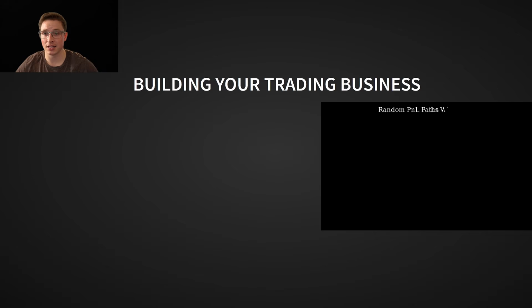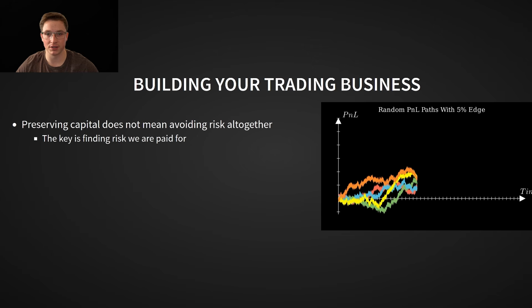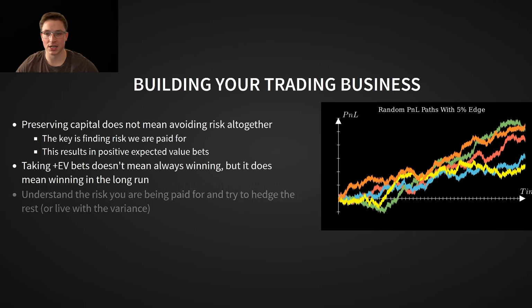So, while we can't let one trade take us out, that doesn't mean avoiding risk altogether. Growth comes from taking calculated risks with a positive expected value, just like any other smart business invests in new products, markets, or talent. The key is understanding what risks you're intentionally taking and being paid to take, and managing or hedging the rest. If you're trading volatility, for example, and you don't have a directional view, then your focus is on vega exposure. You'll want to hedge out delta risk as much as possible.